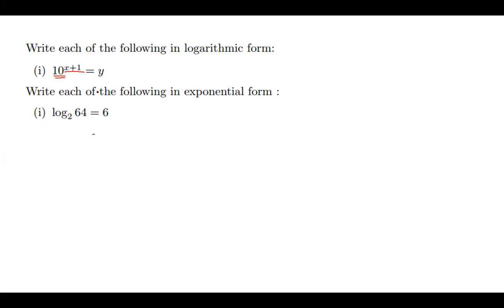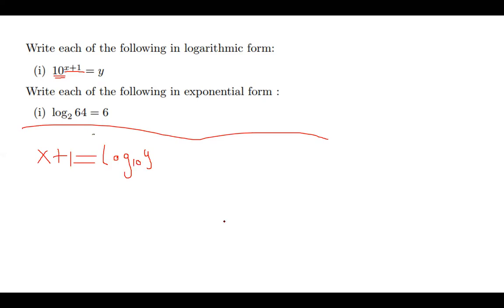So for us to write this in logarithmic form, we need to do this. You always start with the index. You write your index, x plus 1, and then you say equals, and then you're going to say log y base what? Base 10. So in most cases, when the logarithm is in base 10, you don't normally show the 10. You just leave it like that.